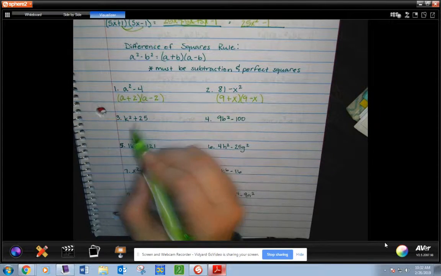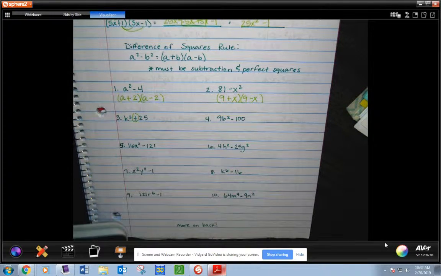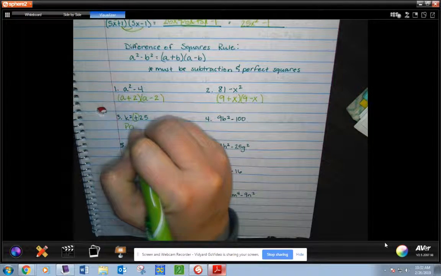Okay, for number 3, I have k squared plus 25. The first thing I check for is subtraction. This is not subtraction, so you cannot do this problem, so we call it prime.